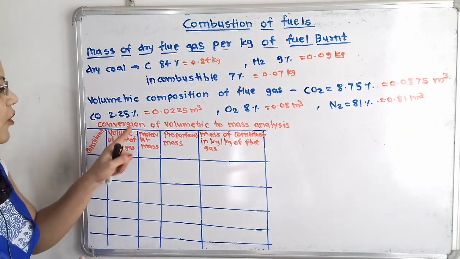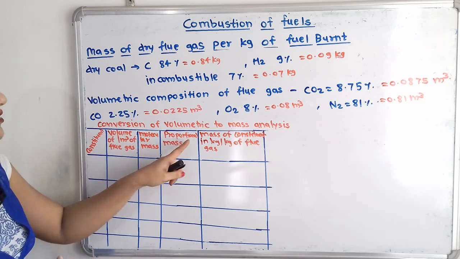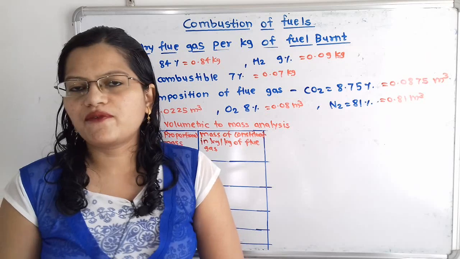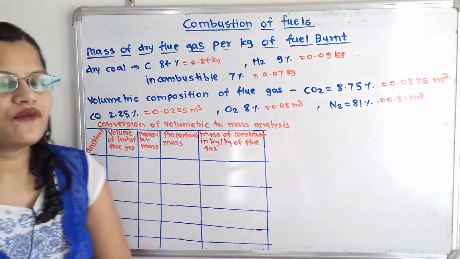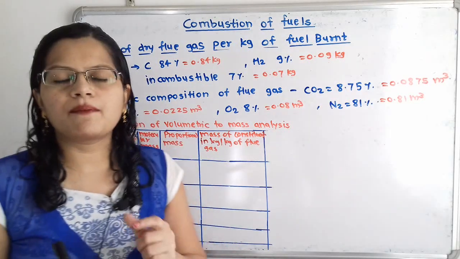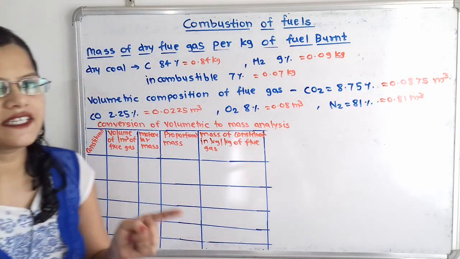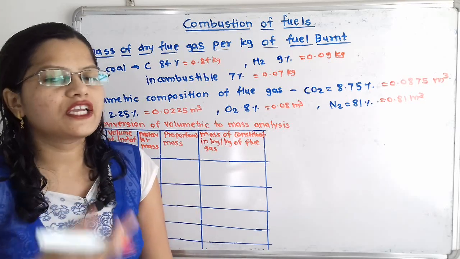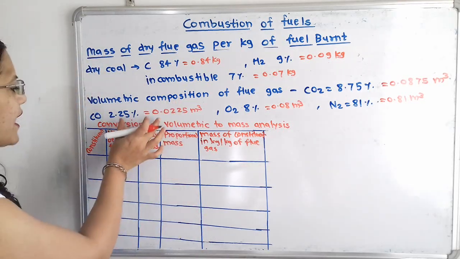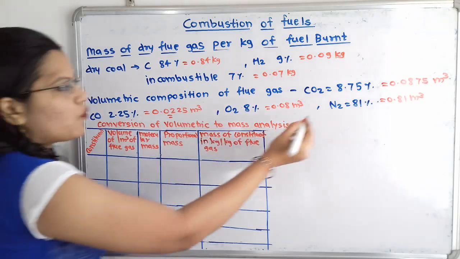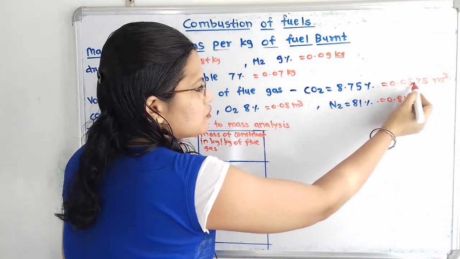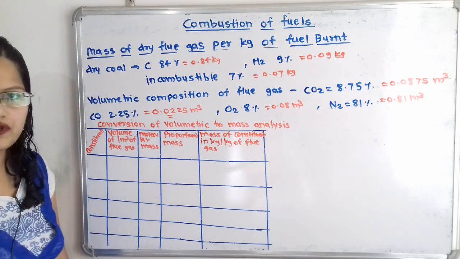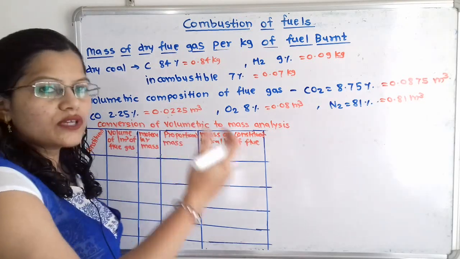Now if we observe, we have to find out the mass of constituents in kilogram per kilogram of flue gases, because we first have to find out the amount of carbon that is present in the flue gas. So this amount of carbon we have to take in kilogram. This volumetric analysis gives the amount in volume, that is CO2 0.0875 meter cube, then CO 0.0225 meter cube. So we have to convert this into kilogram.